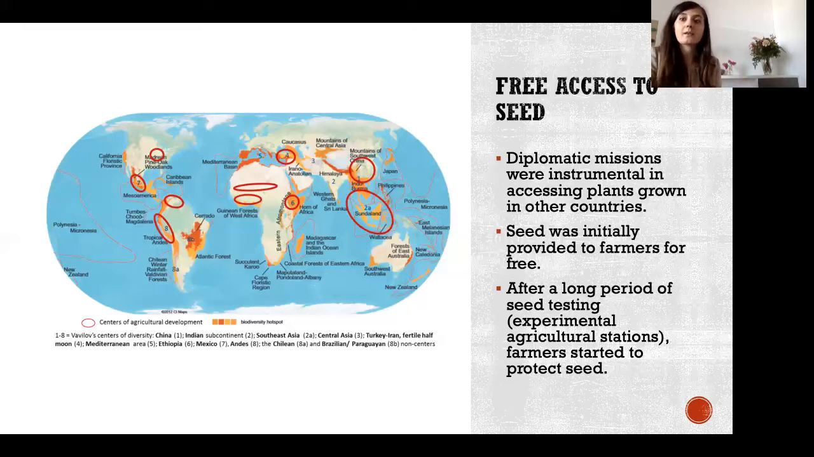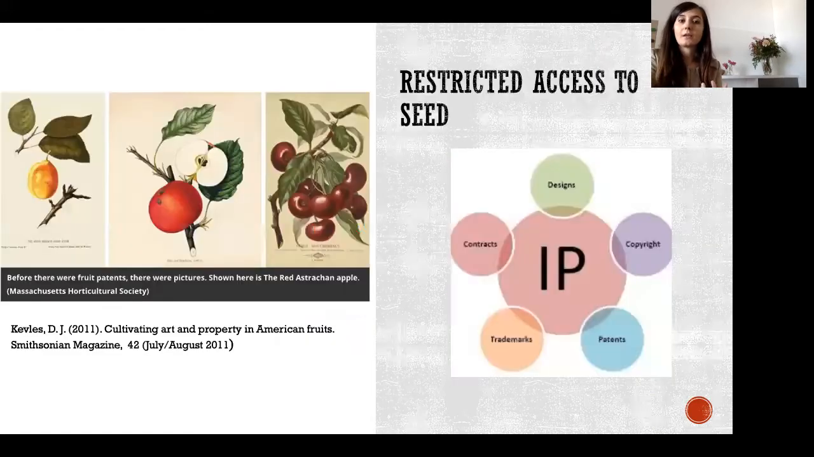An example comes from the US, where agriculture experimental stations were set up for almost a century and allowed farmers to build agriculture in the country. And everything was for free in the beginning. However, it was farmers themselves, not only the government, but also farmers themselves, that after developing plant varieties over the years, felt the need to distinguish their varieties from their competitors in the market or from their neighbors. And they used every tool possible.